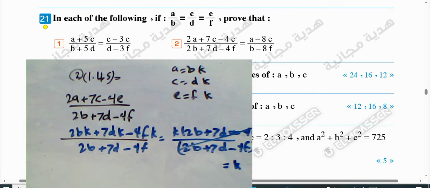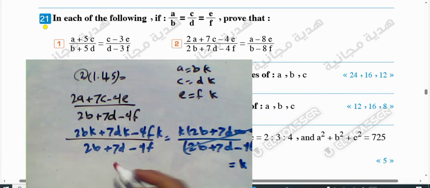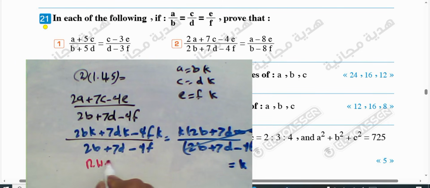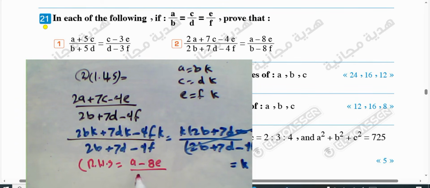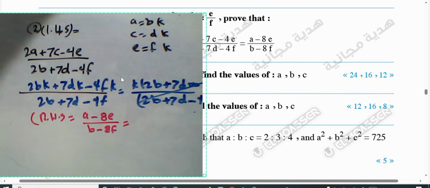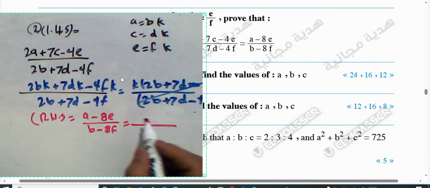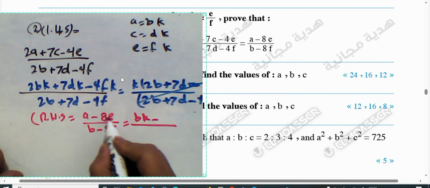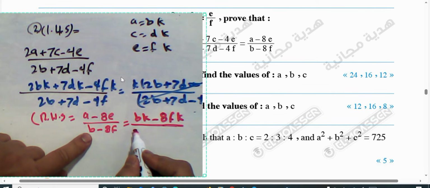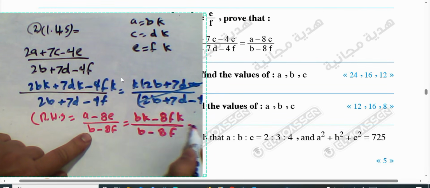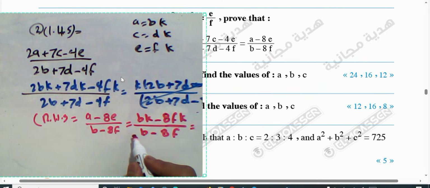And the right hand side, about question number 2, was equal to (a minus 8e) over (b minus 8f). The value of a was bk, minus 8e over b, minus 8f. Write out here the common factor.